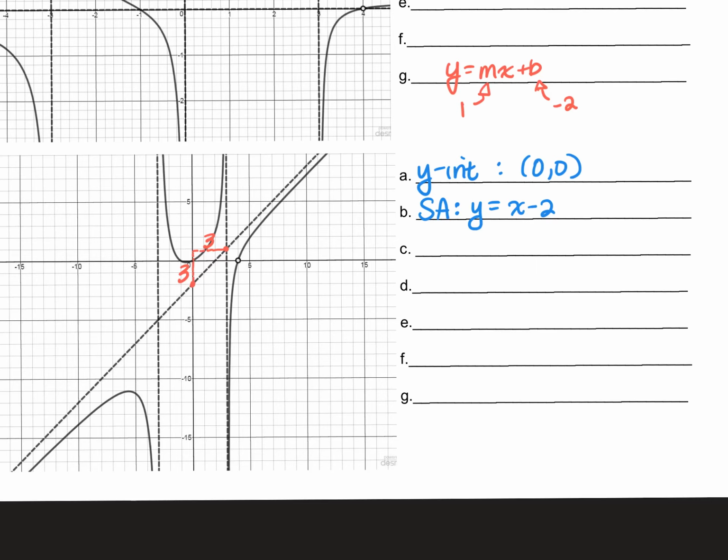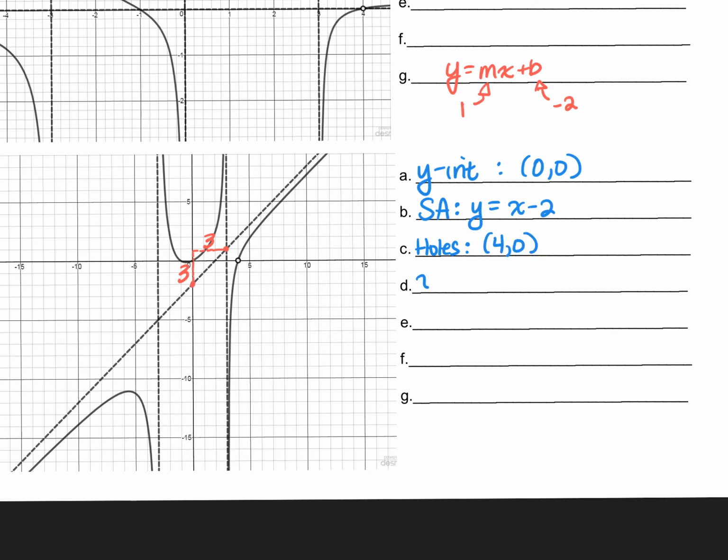Next thing I would do if I was doing this kind of in real time with an equation is I would look for any holes in the graph. So if I look at this graph, I do see that there is a hole, and I write the ordered pair for that coordinate. So what is exactly the point that's missing? And in this case, it looks like it's the point 4, 0.